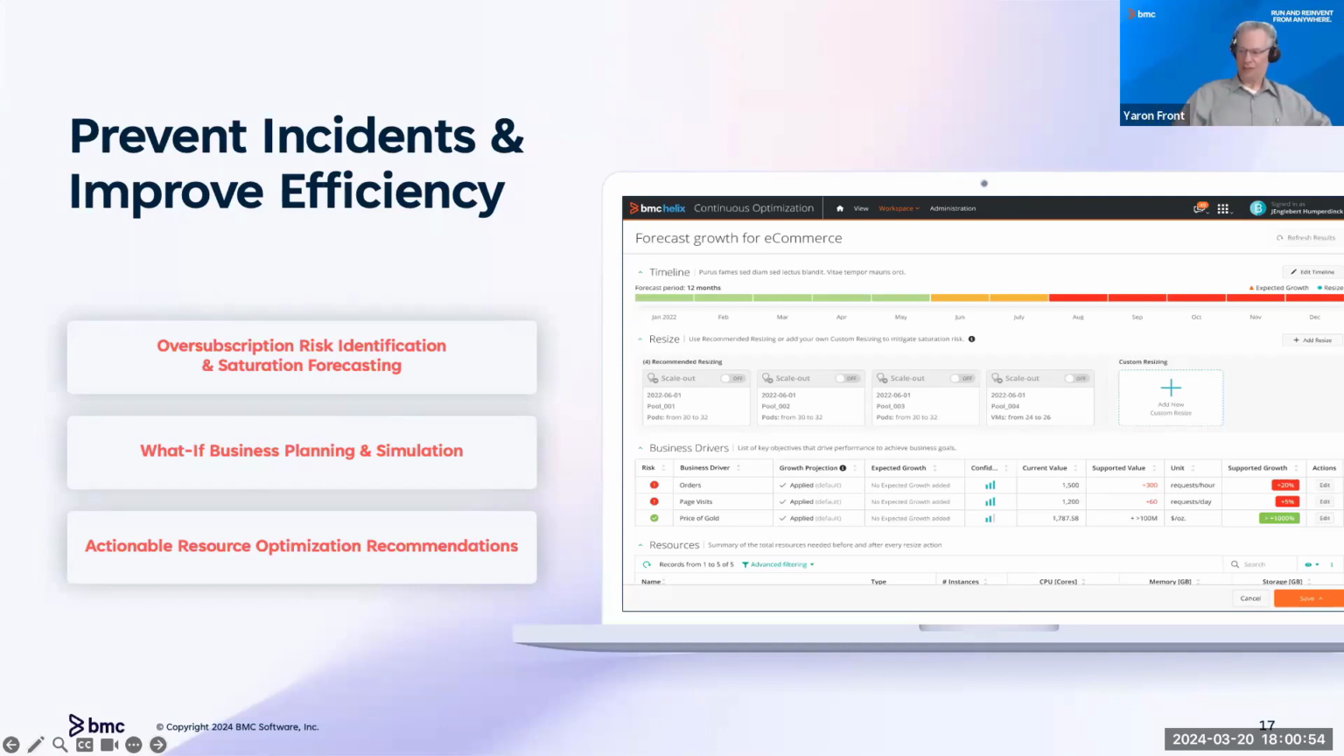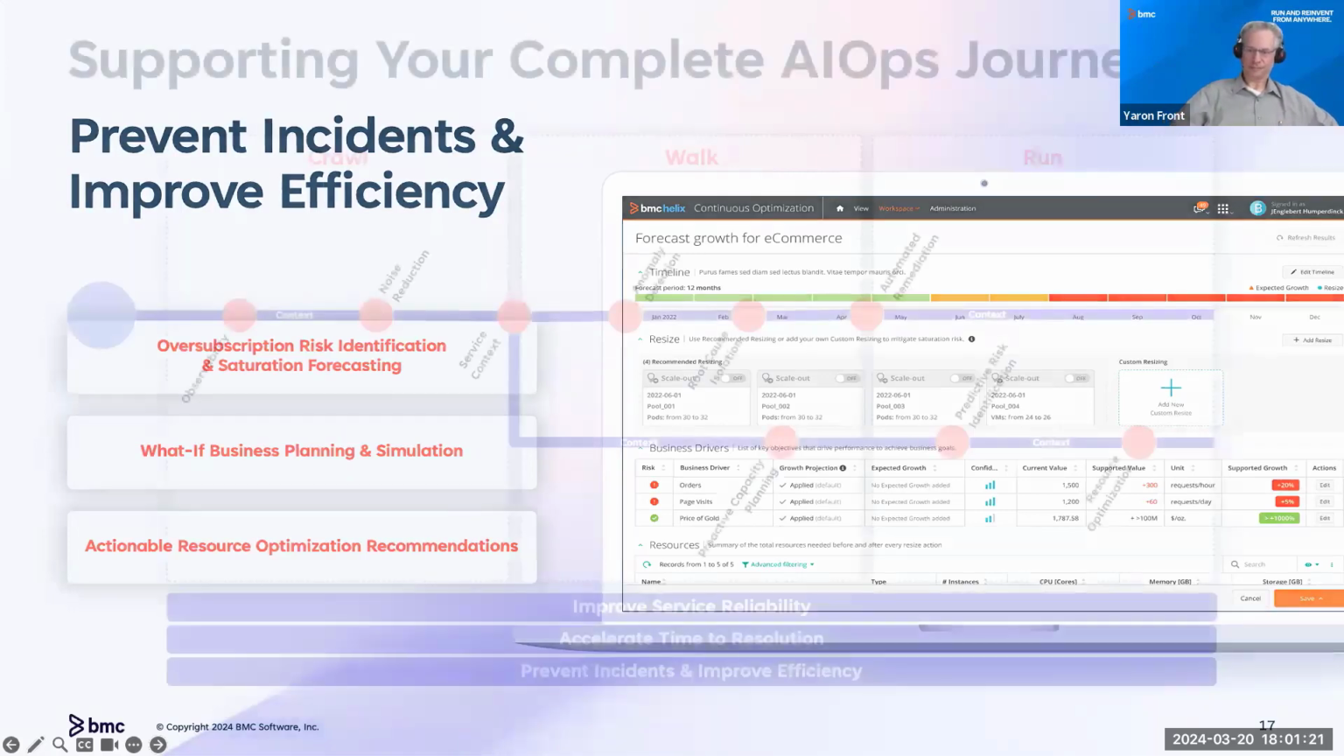Actionable resource optimization and recommendation. That's the other side of it. That's making sure that you're not overspending, that you don't have 16 CPU machines sitting somewhere in the cloud or even on-prem, and you're only using 1% of it and the rest is just wasted. So all that goes into preventing incidents and improving efficiency.